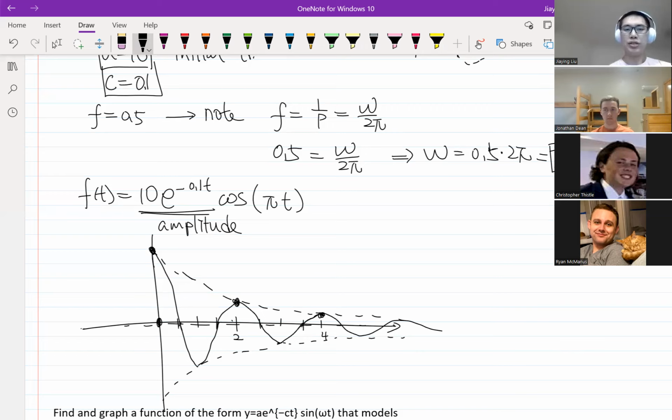All the amplitude does is just limit how high and how low the graph can go. So this is called a damped harmonic motion. It's really just decreasing harmonic motion. Any questions on this example?